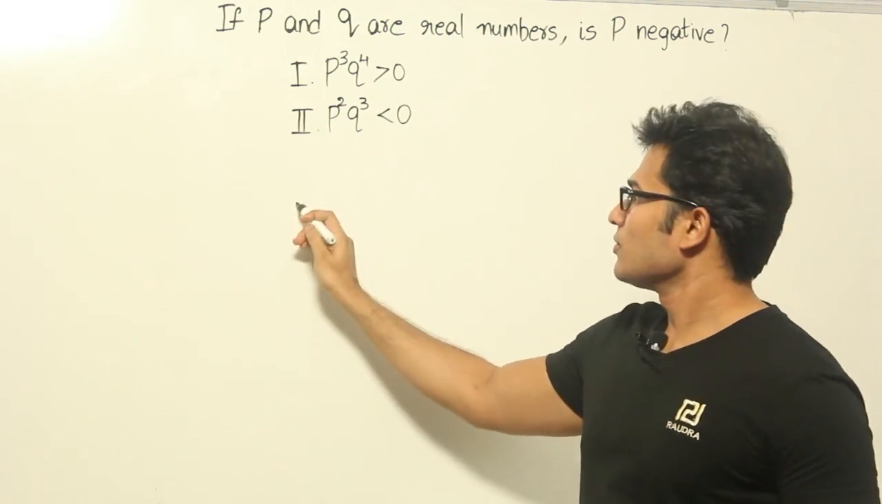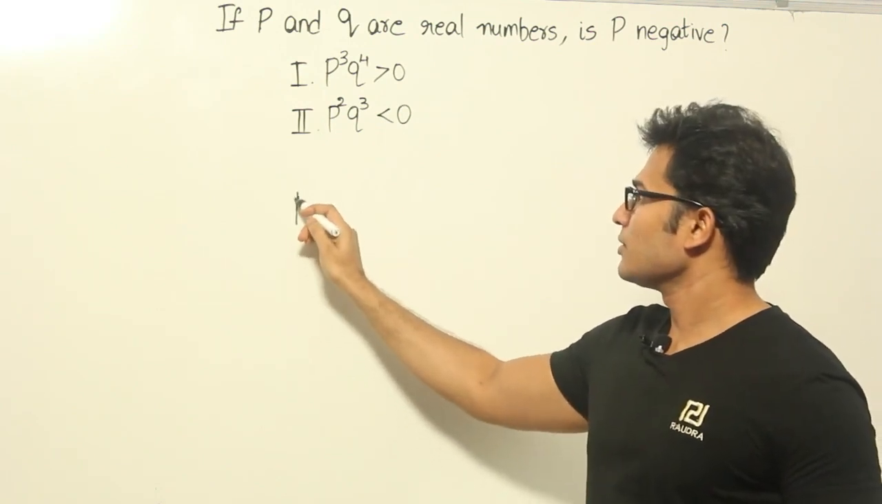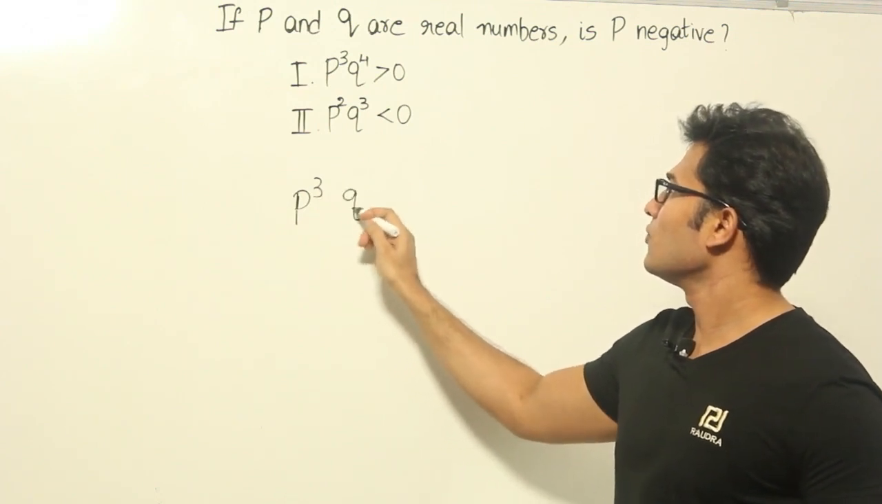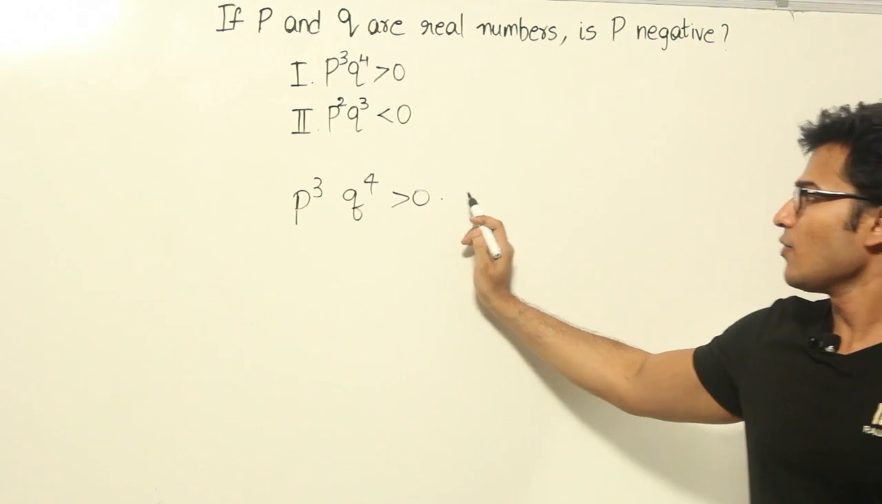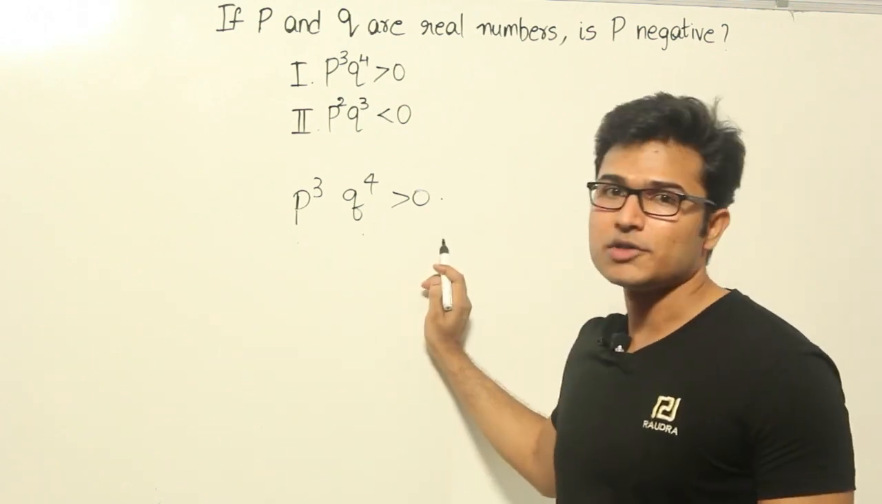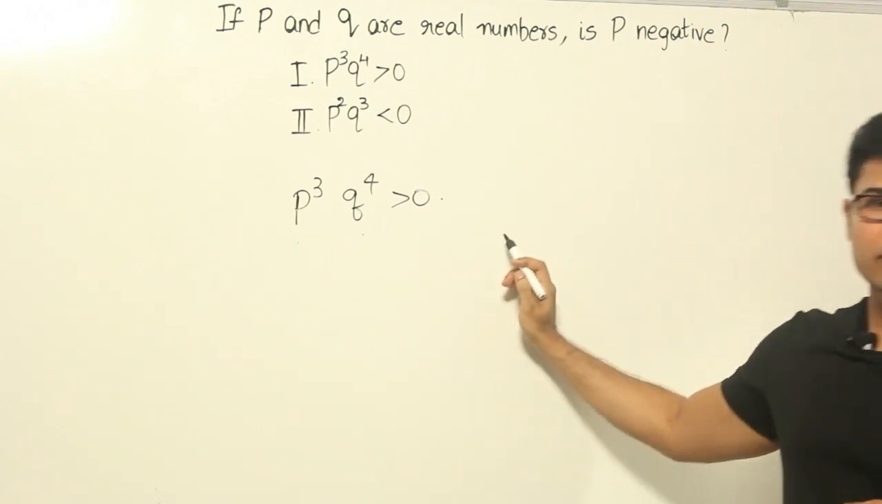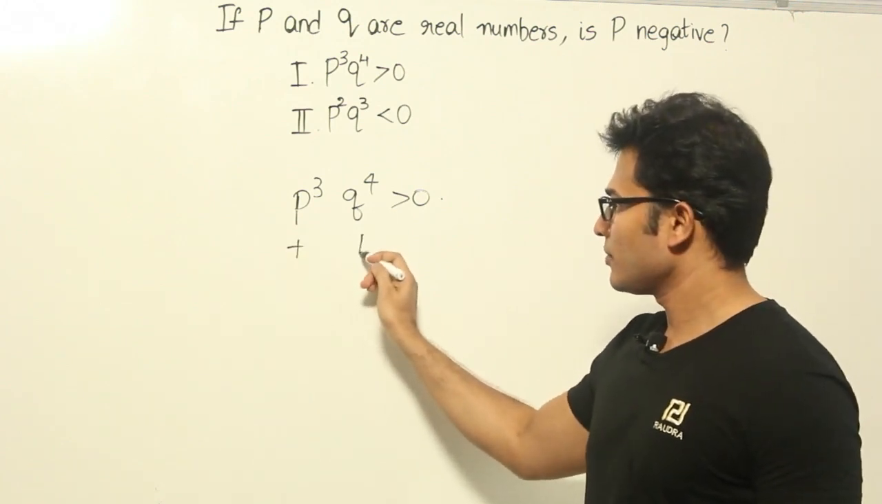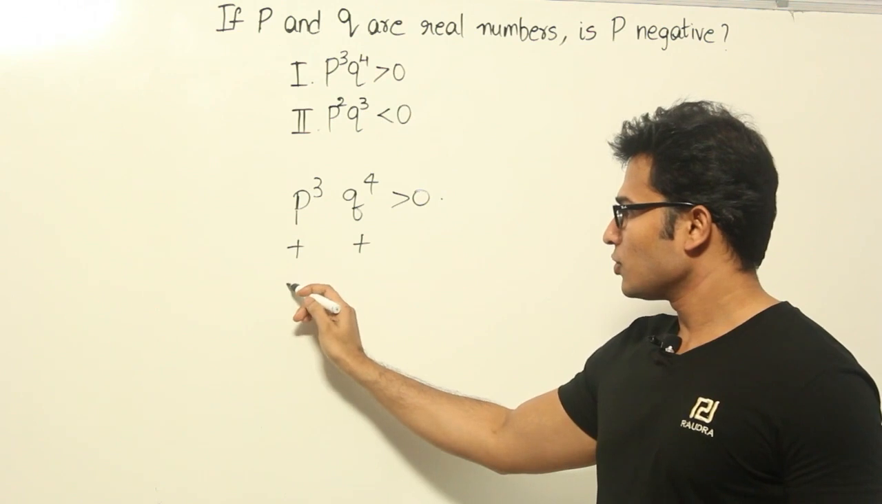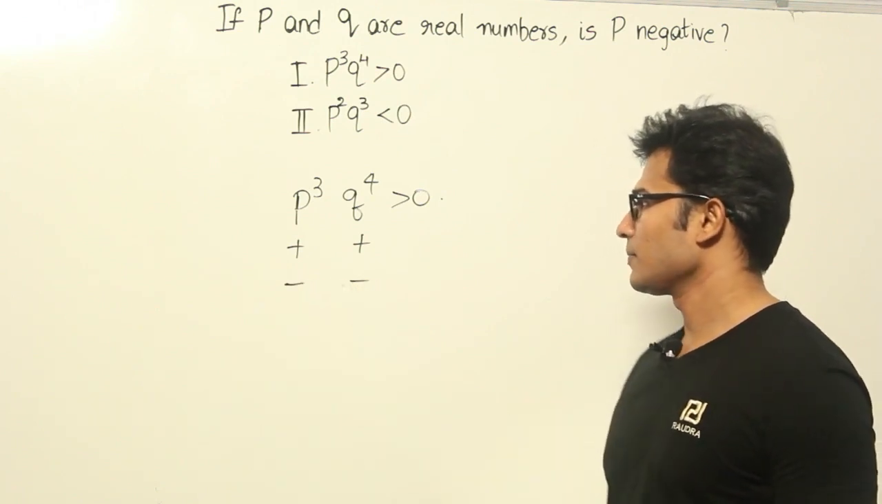So statement number 1 is saying that p cube into q power 4 is greater than 0. Greater than 0 means it is a positive number. Now when can the product of two numbers be positive? When either both of the numbers are positive or both of the numbers are negative.